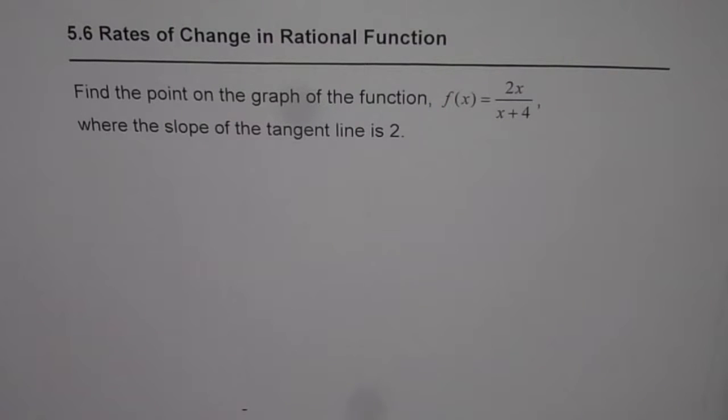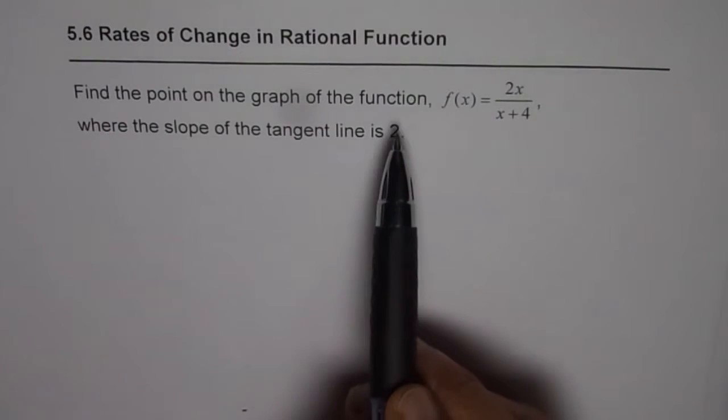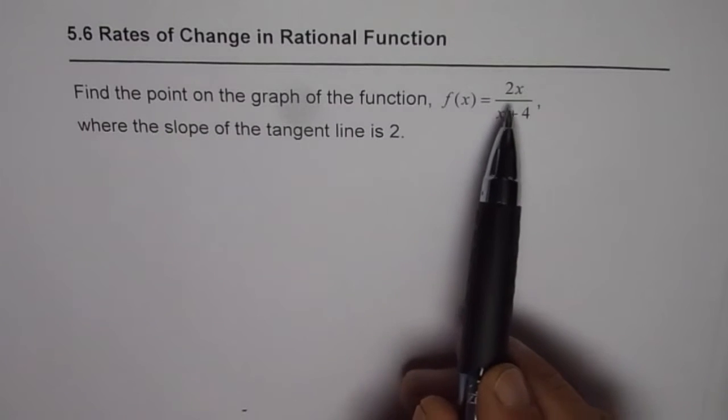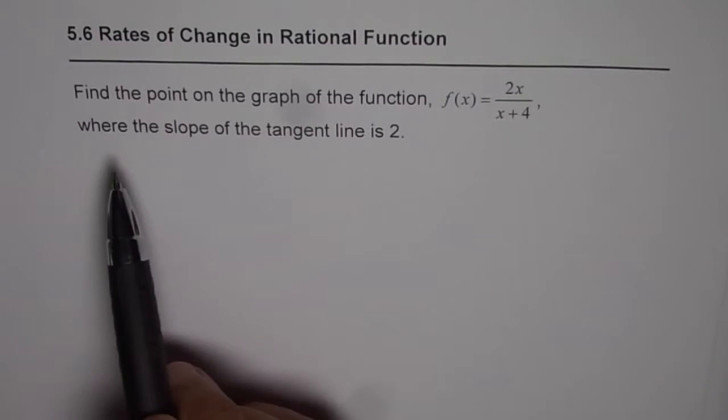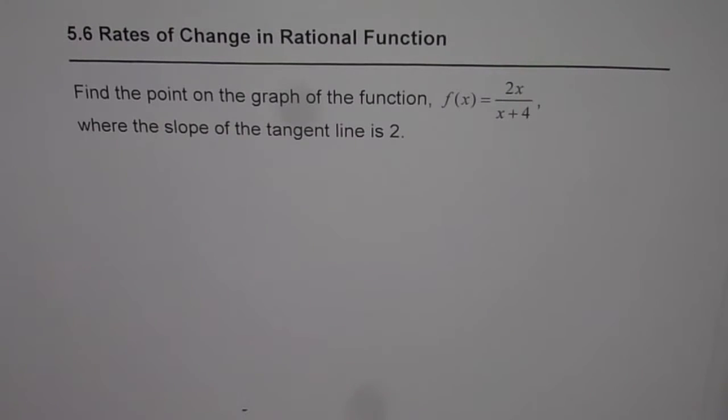I'm Anil Kumar, and here is an interesting question which has been changed a bit to appreciate the application of the difference quotient method. The question here is, find the point on the graph of the function f of x equals 2x divided by x plus 4, where the slope of the tangent line is 2. So in this question, we are actually not given the point, but we need to find the point where the tangent has the given slope of 2. So that way this question is very tricky and interesting.